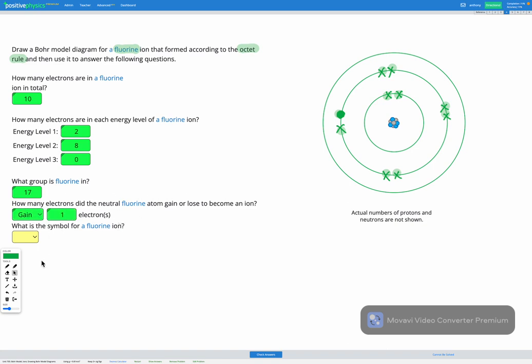And what is the symbol for a fluorine ion? Well, we know it's going to be the symbol for fluorine, which is F. And then we're going to add the charge. Now it's gained 1 electron, and electrons are negatively charged. So it's gained a negative charge of 1. So it's going to be fluorine with a minus sign as the superscript.